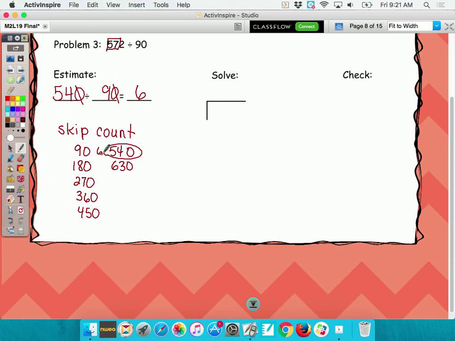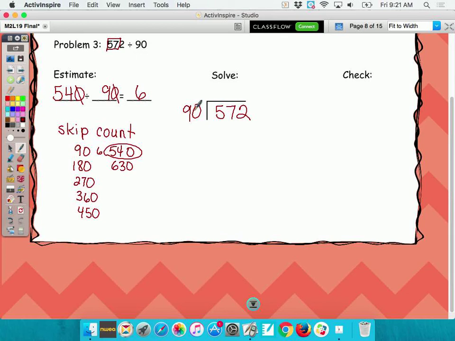Now, where does the 572 go, Hayden? In the doghouse. Or inside, right? And the 90 goes outside. Which one's the divisor, Cameron? 90. Okay. So this is what I think to myself.